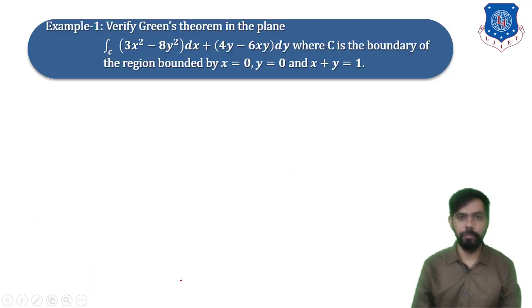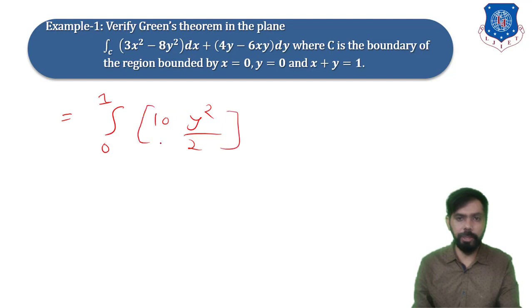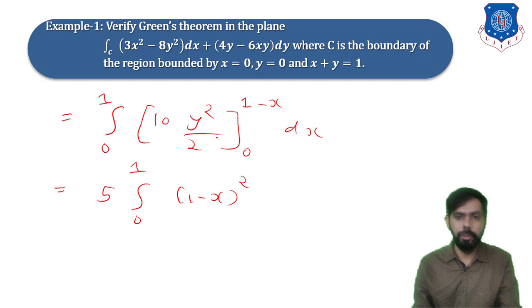So if we simplify this, then here it will be integral from 0 to 1 of the integration of 10y with respect to y. So 10 y square by 2, and the limit will be from 0 to 1 minus x, dx. Okay, and 10 divided by 2 is 5, so 5 is constant. Integration from 0 to 1. First of all, we will replace y by 1 minus x. Then we will replace y by 0, so no need to write that.